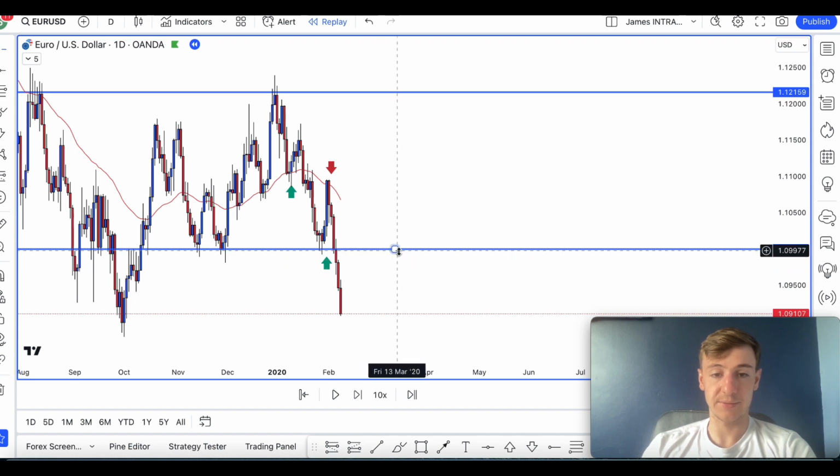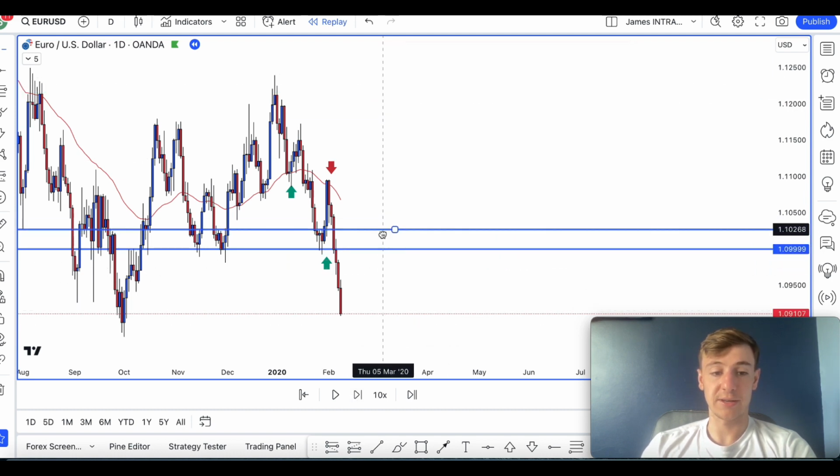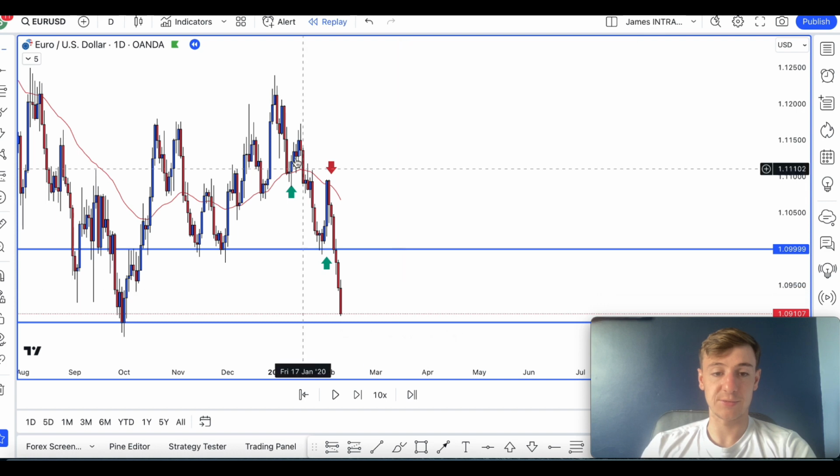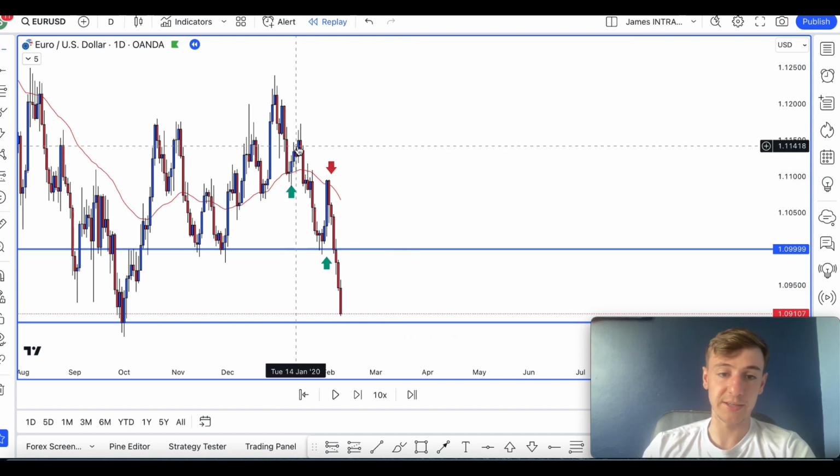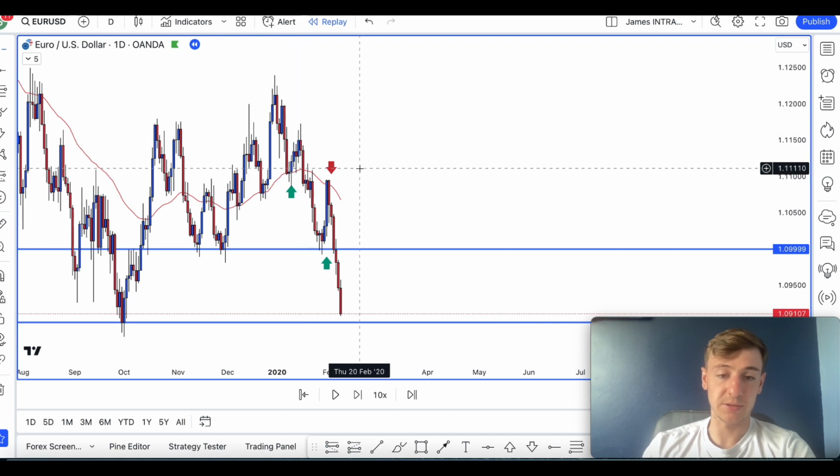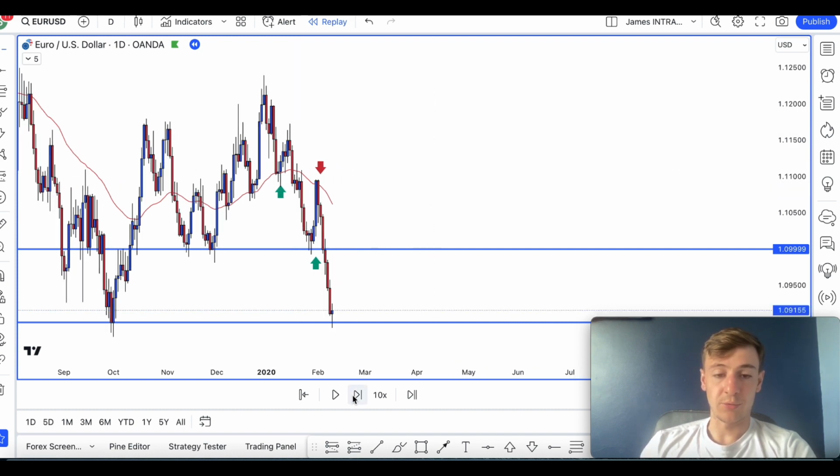Let's see. Okay, now this would be nice. Again, like I say, you're not going to get them 100%. I expect that this one potentially would have failed, although we did go up initially from this day. The next day was up. We might have lost, but you're not going to get them all 100% right.